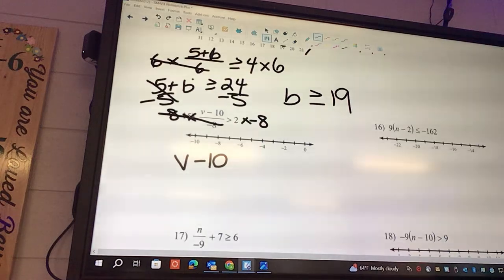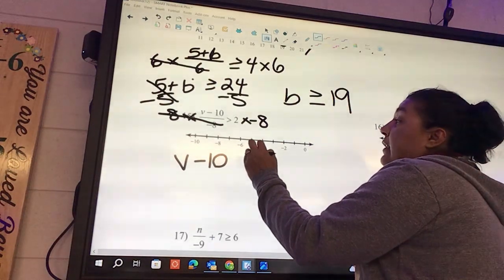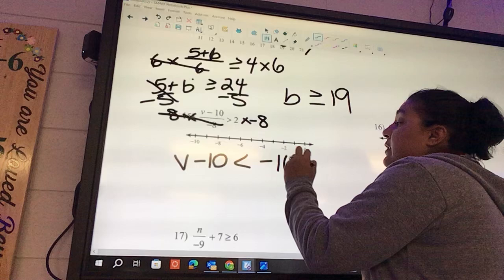What did we multiply by? A negative. Answer the question. What did we multiply by? Negative 8. Okay, so it was a negative, so we have to flip. It's gonna go this way, and we're gonna get negative 16.